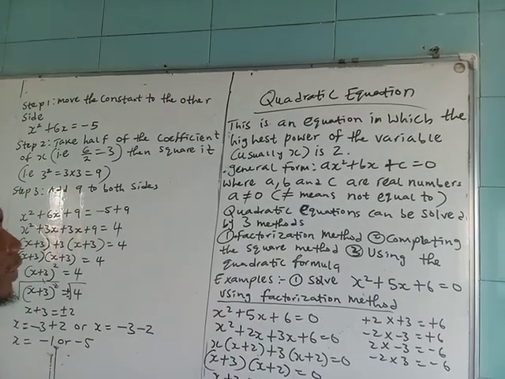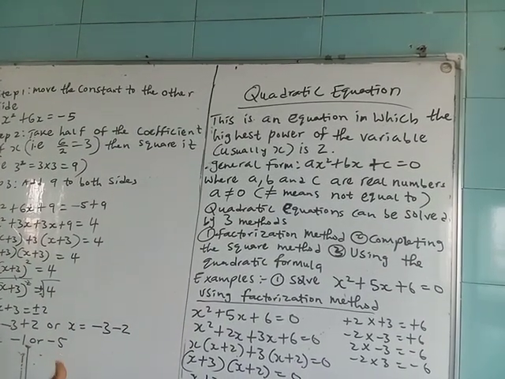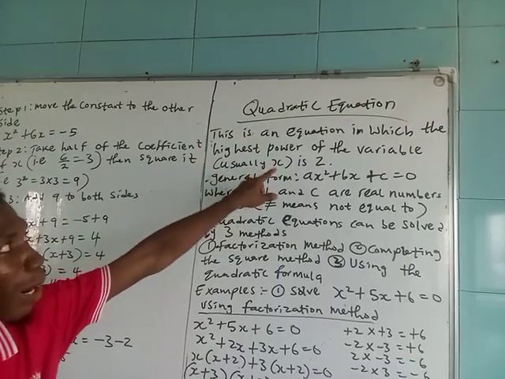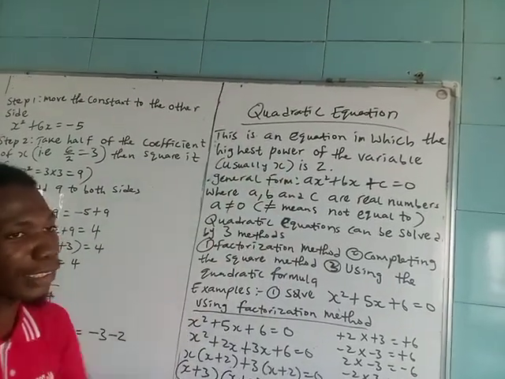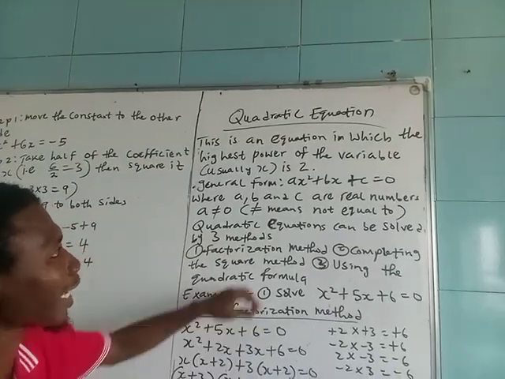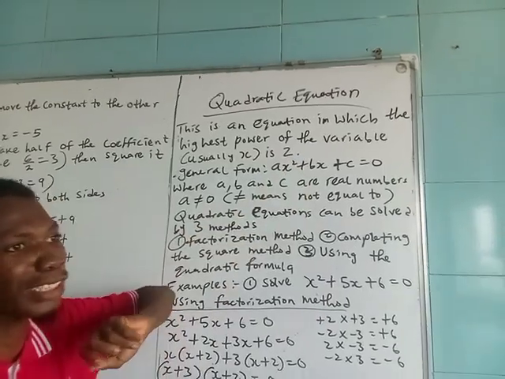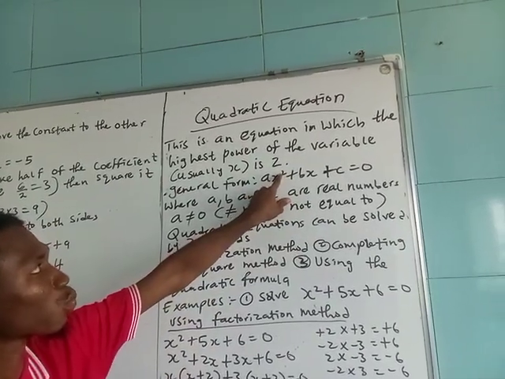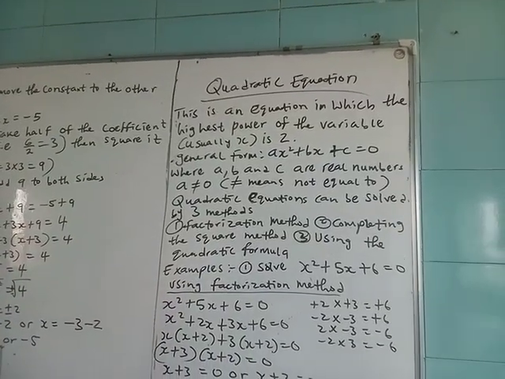So what is a quadratic equation? It is an equation in which the highest power of the variable, which is usually x, is 2. When the highest power of that expression has a 2, which is an index, it's having an index of 2, you can say that it is a quadratic equation.